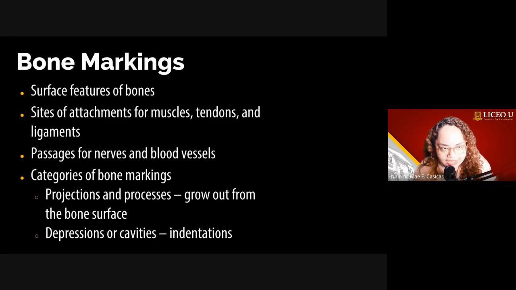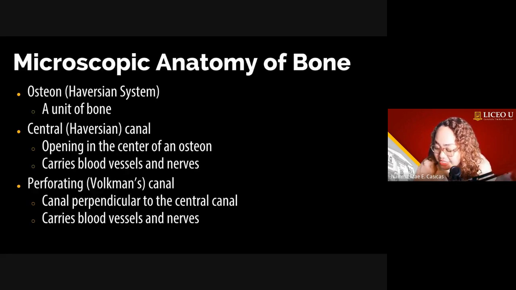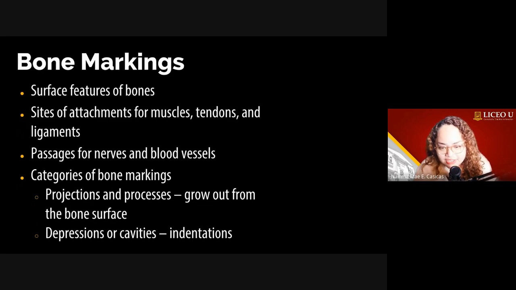So you have your bone markings. The surface features of your bones have bone markings. These are the sites of attachments for muscles, tendons, and ligaments, and also the passages for nerves and blood vessels. So you have your projections and processes which grow out from the bone surface. I'll show you pictures later. And then you have your depressions or cavities, meaning hollowness. These look like indentations. So kana siya agianan sa mga bagay-bagay.